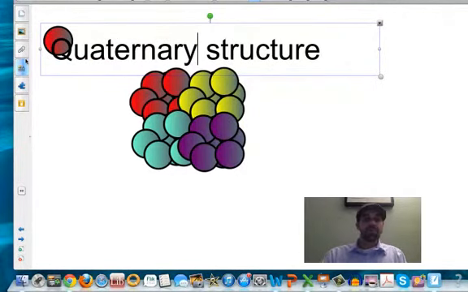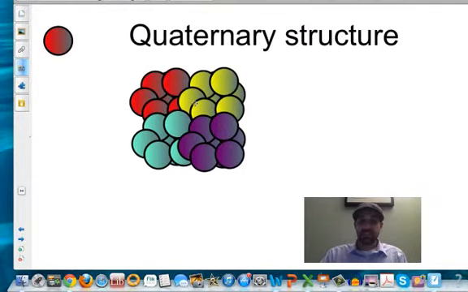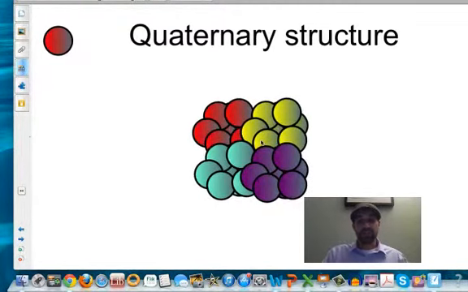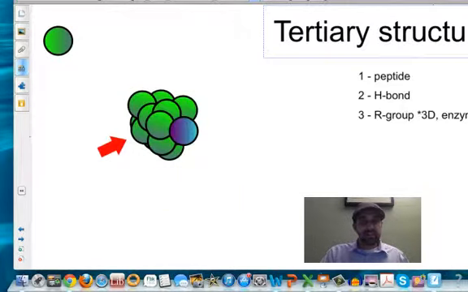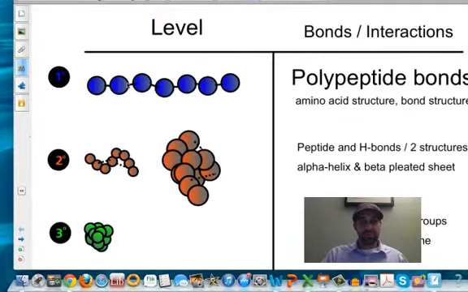Quaternary structure, and that's when tertiary subunits interact. So within this quaternary structure, we've still got the peptide bonds, we still have the hydrogen bonds, and we still have the R group interactions, but now all of those tertiary three-dimensional globular structures are interacting together to form the quaternary structure. So hopefully this is making a lot of sense, and when I fill in the table you can see, or hopefully you can understand what it is I was trying to impress upon you here.